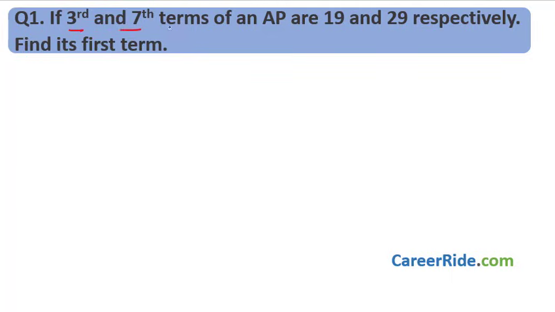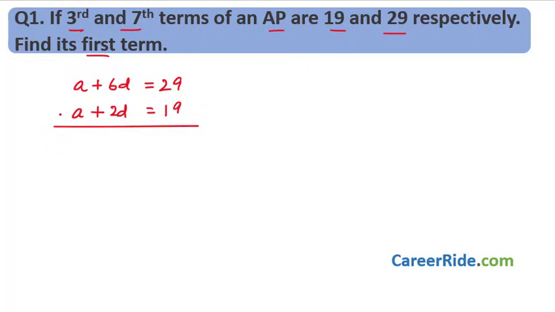If the third and seventh terms of an AP are 19 and 29 respectively, find its first term. Very, very easy question. The seventh term that is given to us is 29. The seventh term of an AP can be written as A plus 6D is equal to 29, right? The third term can be written as A plus 2D is equal to, it is given to us as 19. Now, can I subtract the second one from the first? Yes, I can. So it becomes 4D is equal to 10. That is what I get from here. It means my D is equal to 10 upon 4, that is equal to 2.5.